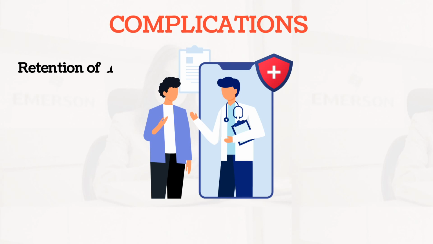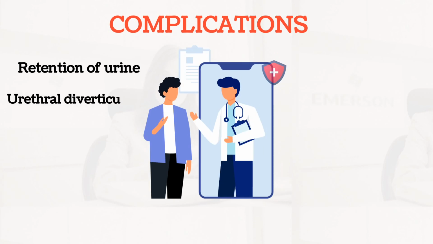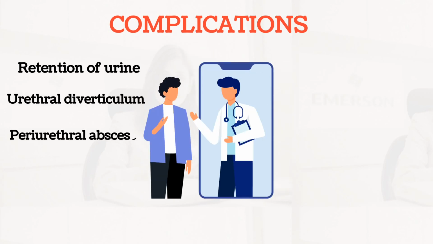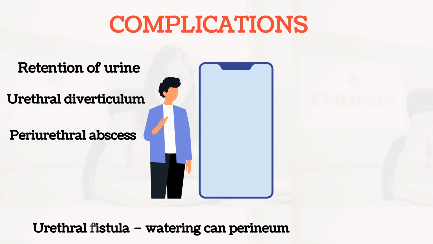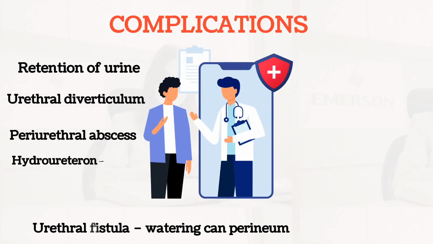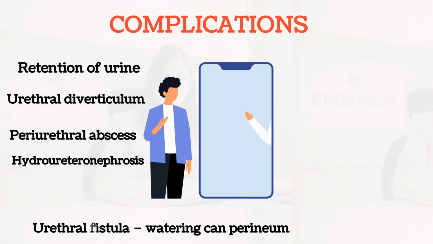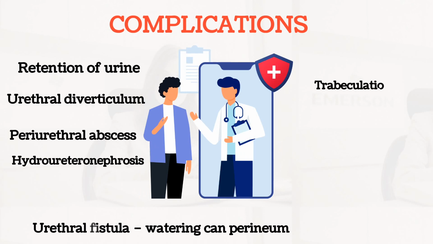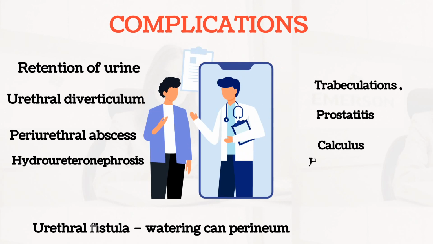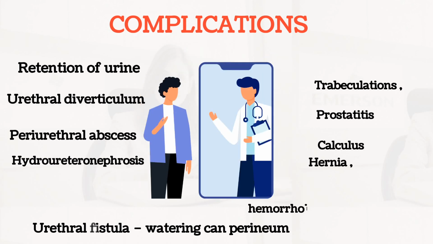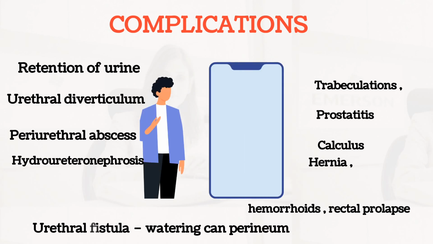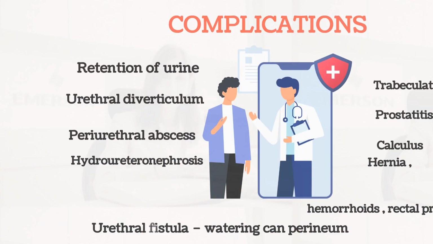Then under complications, we can have retention of urine, urethral diverticulum, periurethral abscess, urethral fistula, and a watering can perineum. We can also have hydroureteronephrosis. Then we can have trabeculations, diverticulum, prostatitis, calculi, hernia, hemorrhoids, and rectal prolapse.